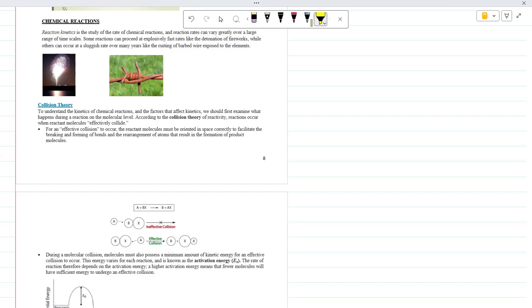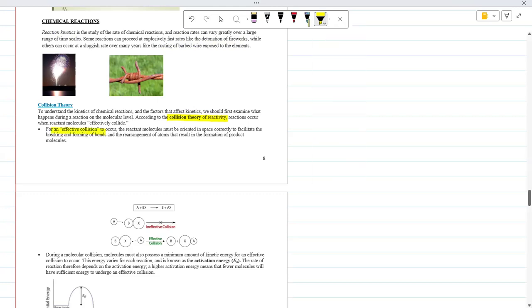To understand the kinetics of chemical reactions, the factors that affect kinetics, we should first examine what happens during the reaction on the molecular level. According to the collision theory of reactivity, reactions occur when reactant molecules effectively collide, right? So the molecules have to bombard each other, but not every collision will lead to a reaction. The collision has to be effective. So let's look at what effective collision means.